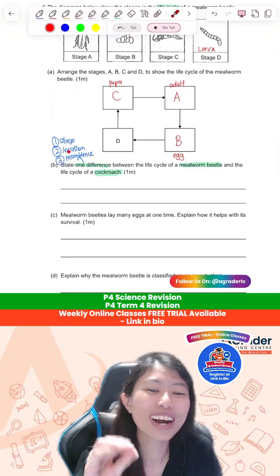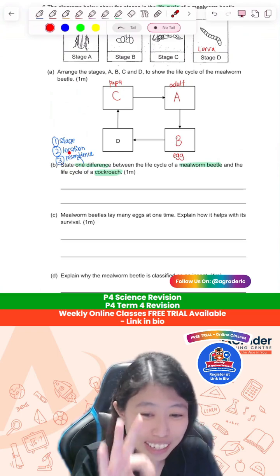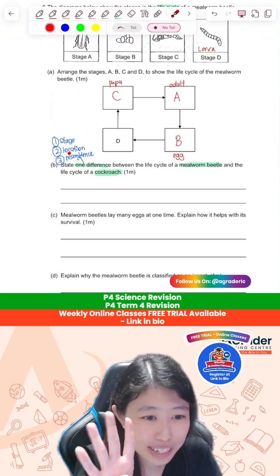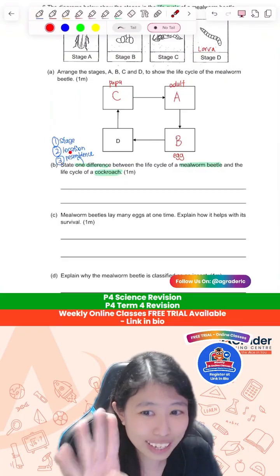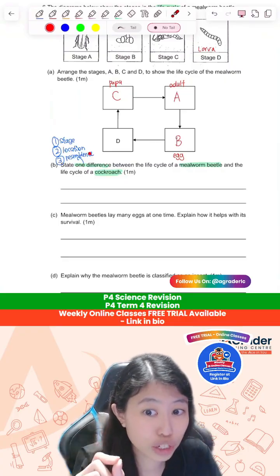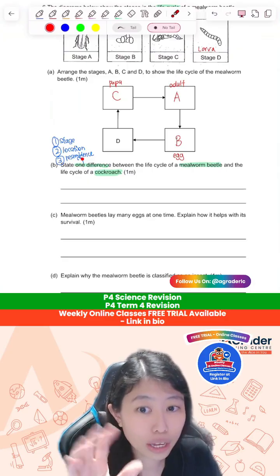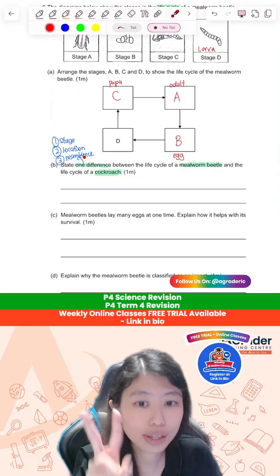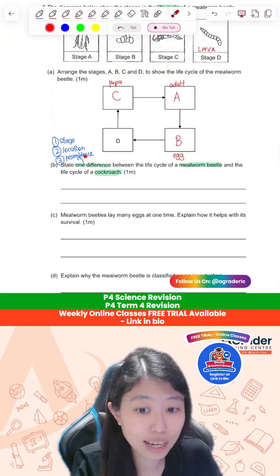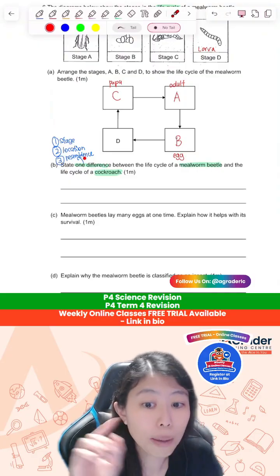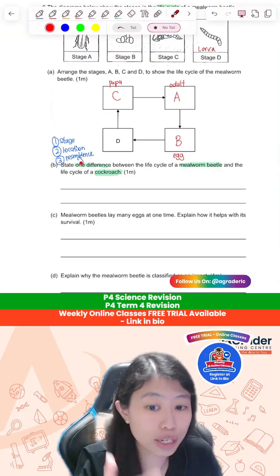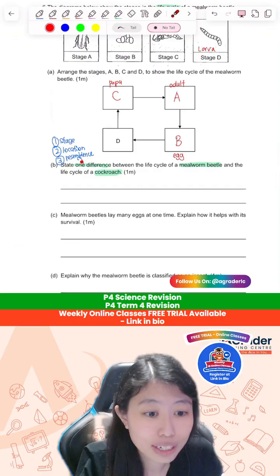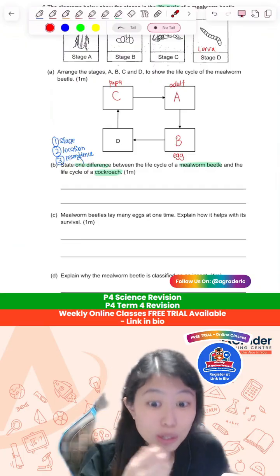Okay, so no. All right. You must say three-stage life cycle for cockroach, four-stage life cycle for mealworm beetle. Another difference is actually the resemblance. There are two accepted answers here. You can say that the mealworm beetle's young does not resemble the adult, but the cockroach young resembles the adult. Resemble means looks like the adult.